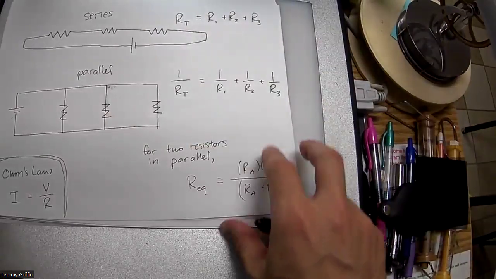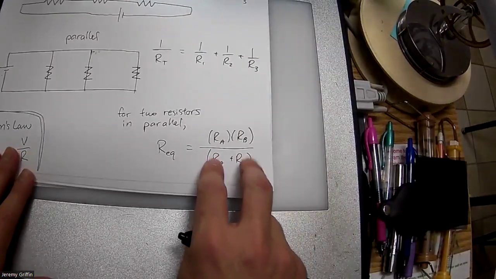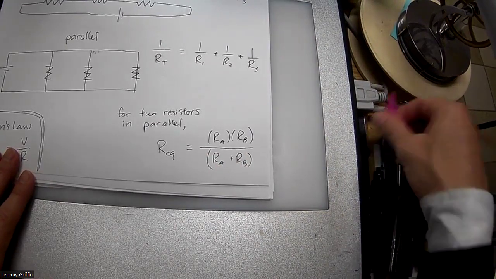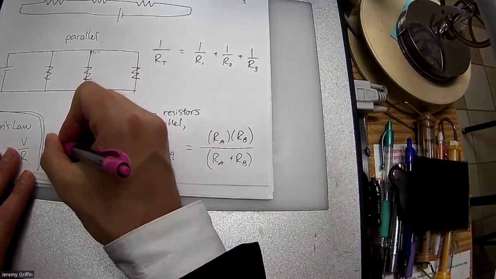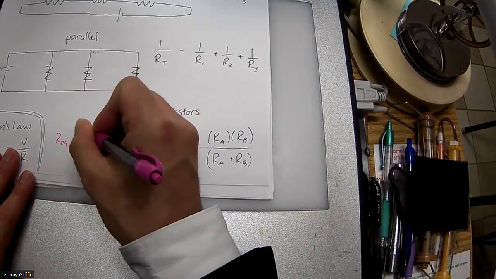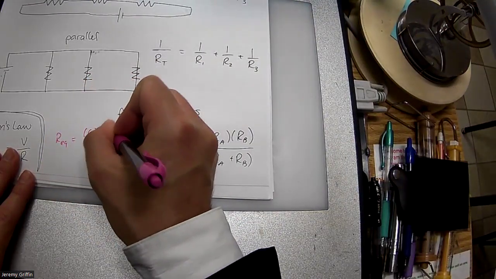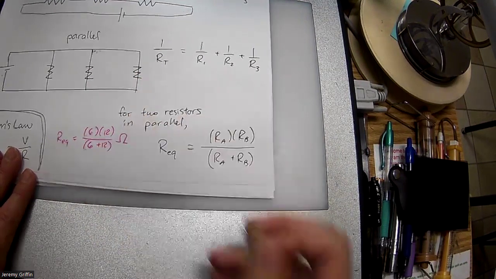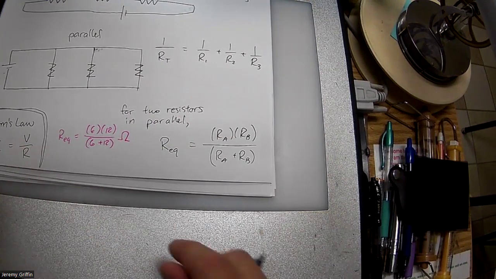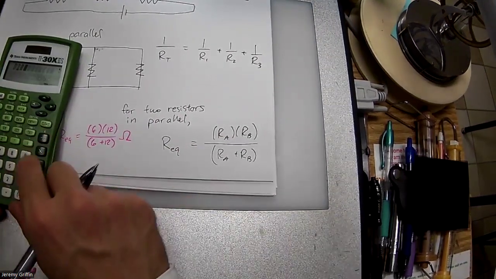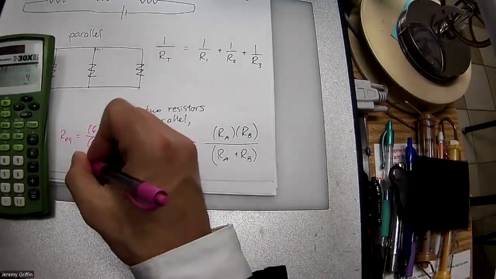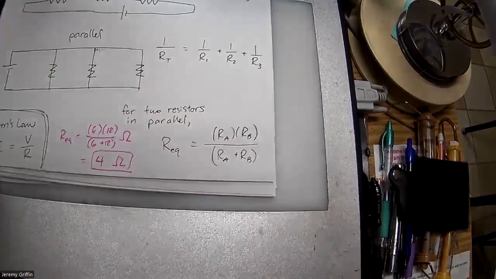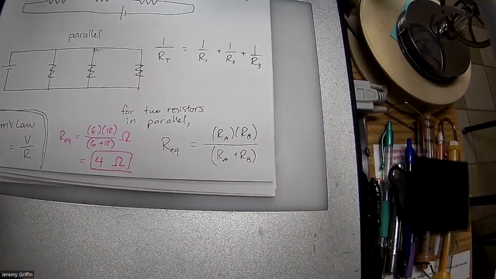Well, you could do product over sum. That's one way to do it. Let's try 6 and 12 in parallel. So the equivalent resistance is 6 times 12 over 6 plus 12. That's product over sum. 6 times 12 is 72. 6 plus 12 is 18. That's 4 ohms. Product over sum of 6 and 12 would be 4.